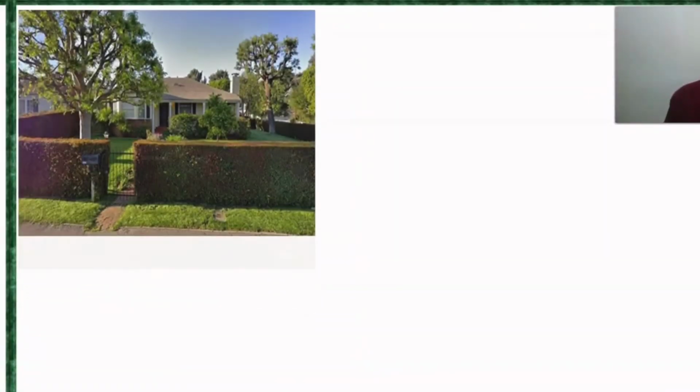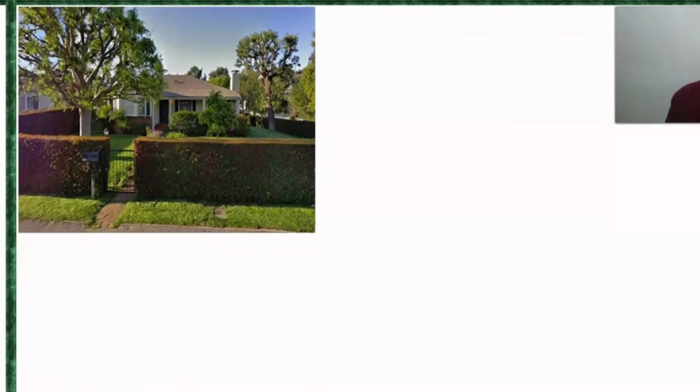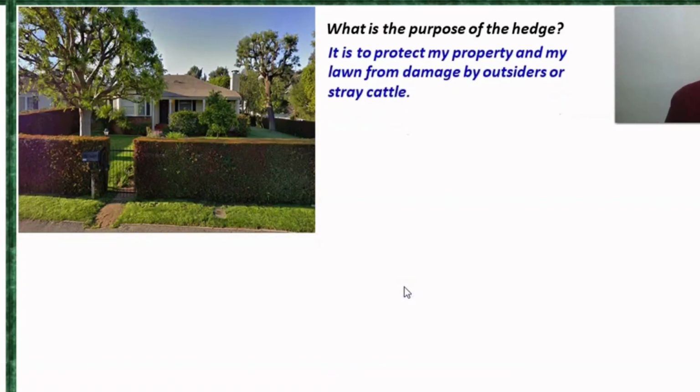All right. So let us begin with understanding the meaning of the word hedge. Now we all know what we see here in this figure is basically a hedge. And what is the purpose of this hedge? Why have I built this hedge around my house? The purpose of this hedge is to protect my property and my lawn, which I have developed over a period of time with a lot of effort. I don't want my lawn, my house to be destroyed by outsiders or by stray cattle, and therefore I have built a hedge.